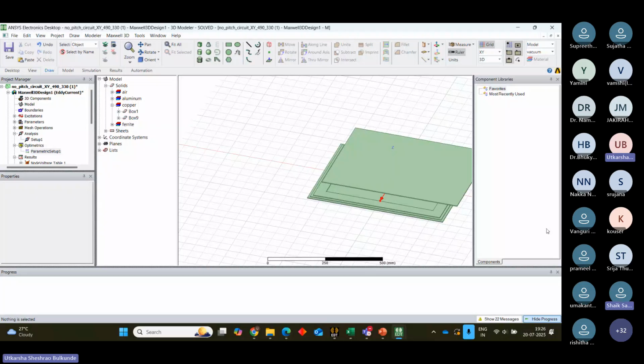You have to parameterize that also. You just copy paste it, then give some rotation and parameterize it. You can do that if you want to analyze it for some other application. Okay, ma'am. Thank you, ma'am.